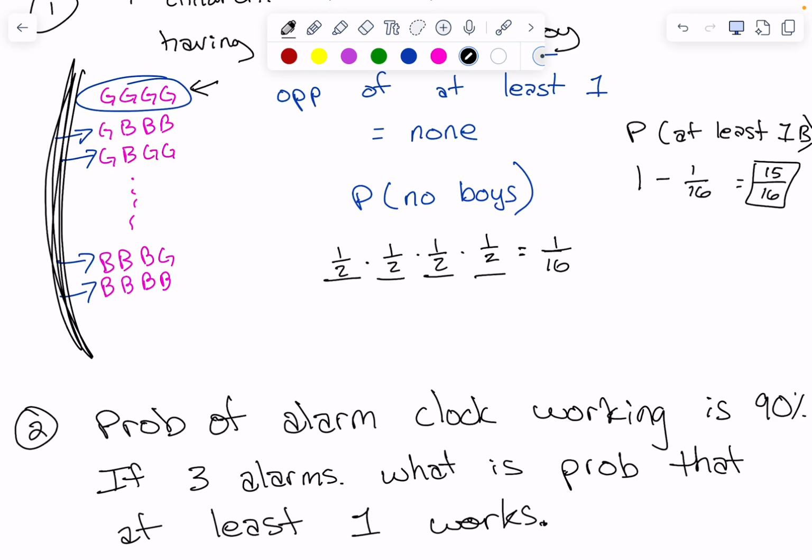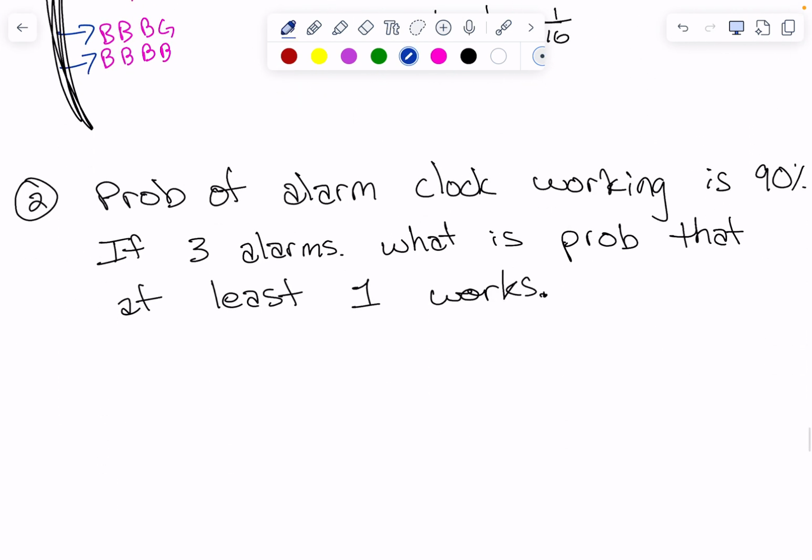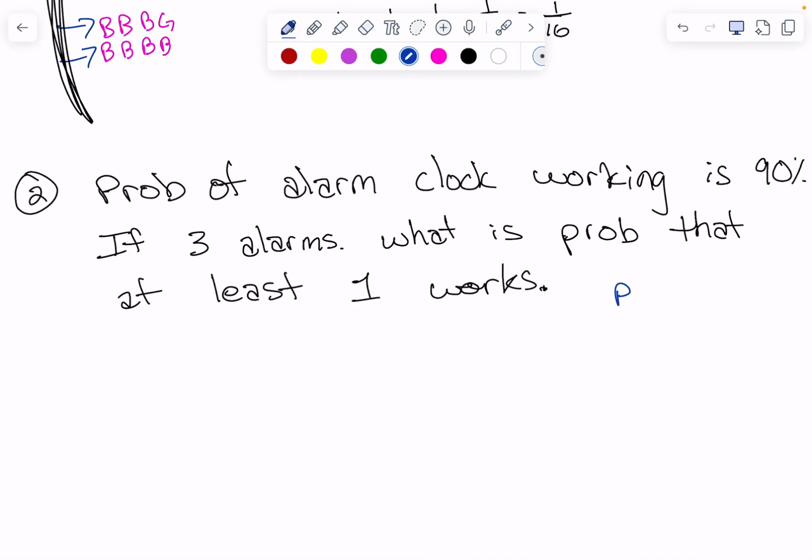All right, good. Number 1, not so bad. Now we switch it up a little bit. Writing down facts is your friend. When you're reading this problem, write down information. So the probability of an alarm clock working is 90%. I'm going to say probability of work, this alarm clock working, is 0.9. That means the probability of fail is 0.1. That's not a very good, reliable alarm clock.